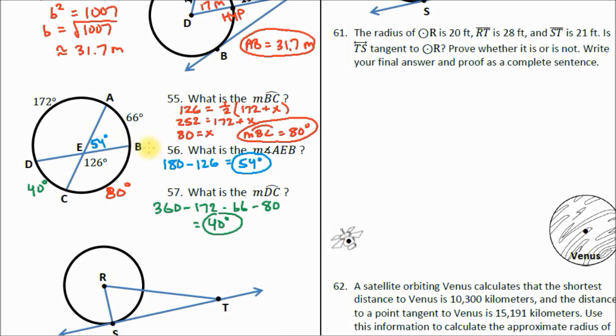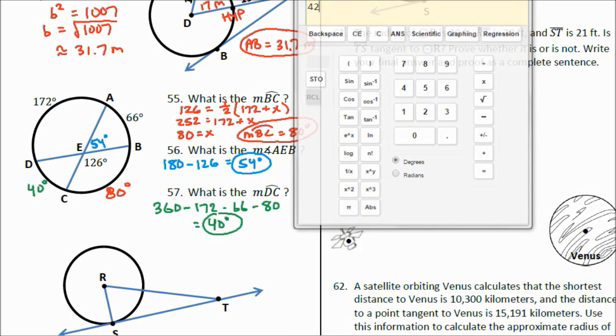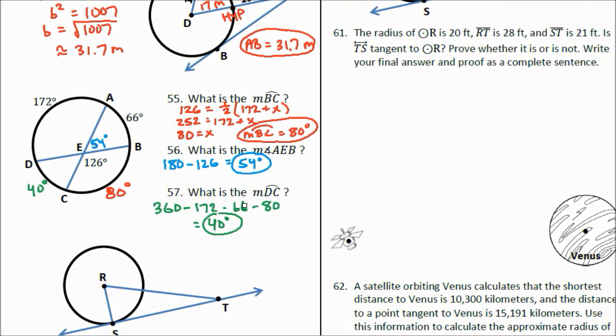Oh, I see my issue. That's good I checked my work. Let's put that in the calculator again. I haven't done it yet. 360 minus 172 minus 66 minus 80 is equal to, oh, there's our problem. Our answer is actually 42 degrees. And good thing I checked my answer. So that's actually 42 degrees.